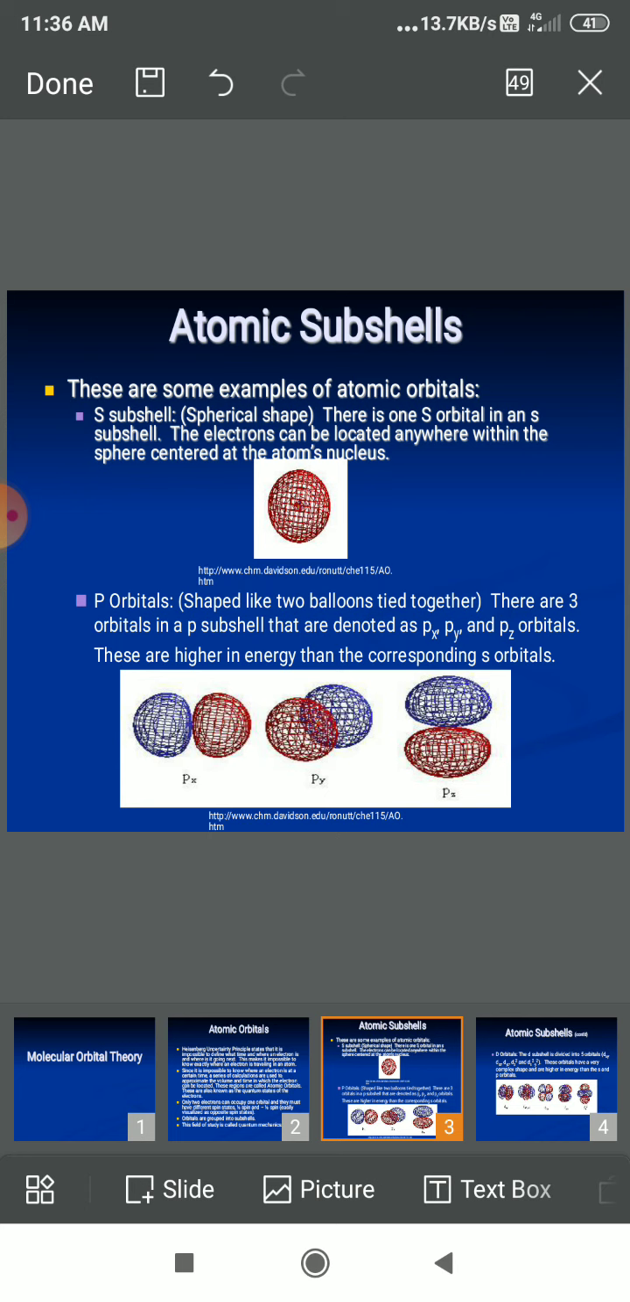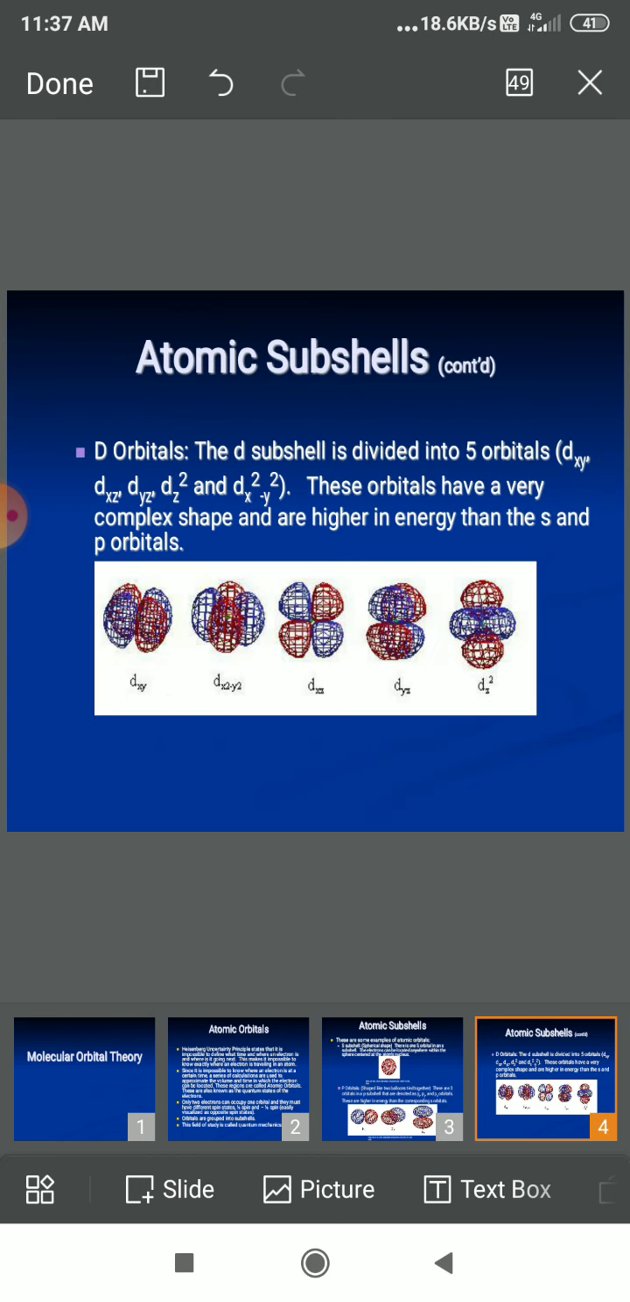Then the second one is p orbitals. The shape of p orbitals is like two balloons tied together. There are three orbitals in a p subshell. They are denoted as px, py and pz orbitals. They are higher in energy than the corresponding s orbital. The s orbital is lower in energy than p orbitals.